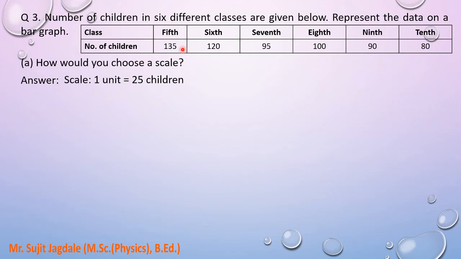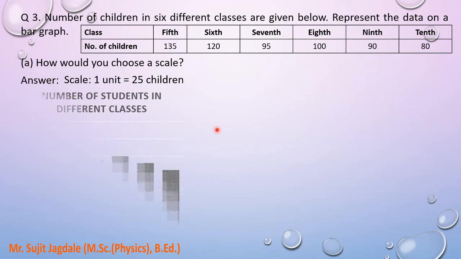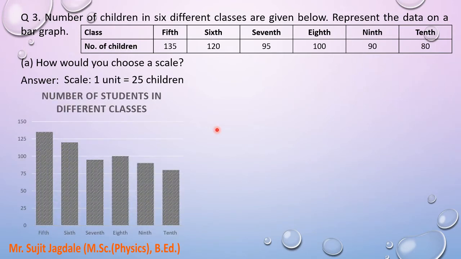You can take different scales like 15, 20, 30 or 35, but 25 is ideal so that the graph will not be too big or too small. So it will look like a proper bar graph. Okay, now by using the given data we can plot the graph. In this way I have plotted the graph.